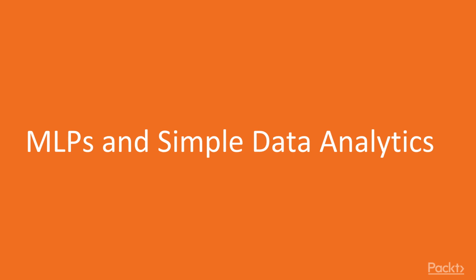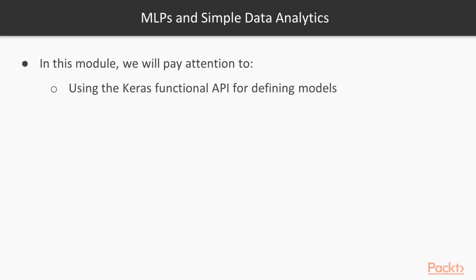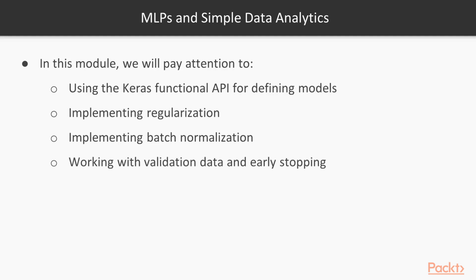So this video is about MLPs, and we're going to be using them for simple data analytics. What we're going to be paying attention to in this video and the code script that goes along with it is, of course, using the Keras functional API for defining models, but we'll also spend a little bit of time talking about implementing regularization, implementing batch normalization, and working with validation data and early stopping.